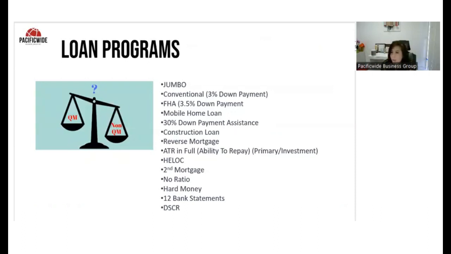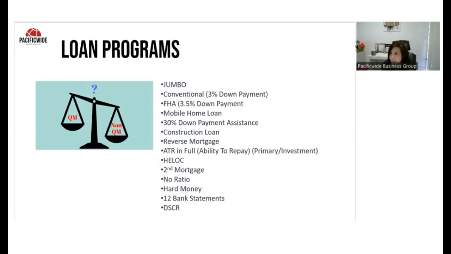By the way, at Pacific Y, we do jumbo loan. We have very good interest rate for jumbo loan. We do conventional loan with 3% down payment. We do FHA loan for 3.5% down payment. We do mobile home loan. If you know anybody who needs a mobile home loan and needs to buy a mobile home, we can help them too.